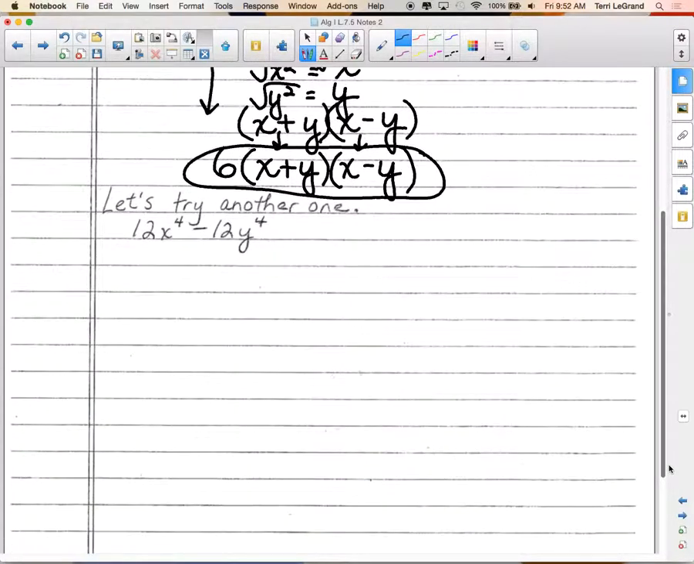12x to the 4th minus 12y to the 4th. Right now, as it stands, is it a special product? No, because 12 isn't a perfect square, is it? Okay, well then what can we do? We can GCF what? A 12. So we're going to have x to the 4th minus y to the 4th.